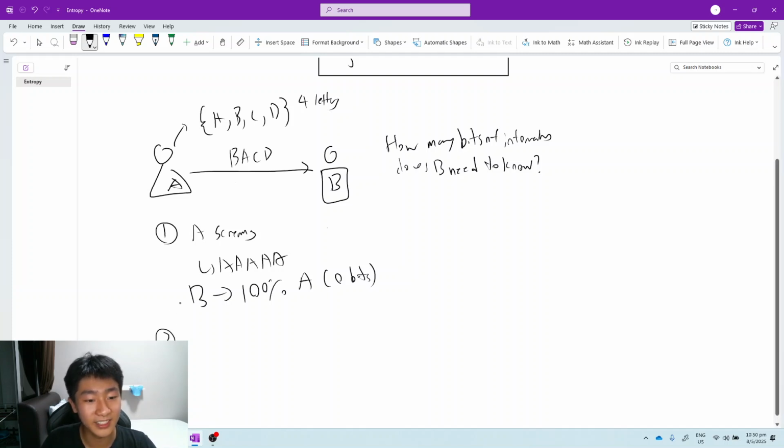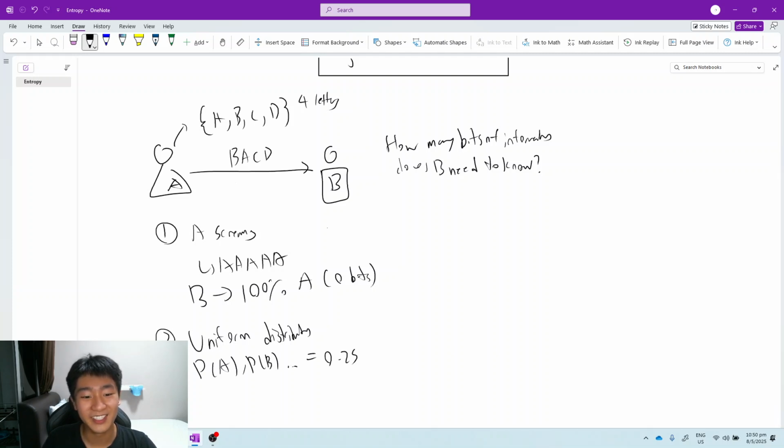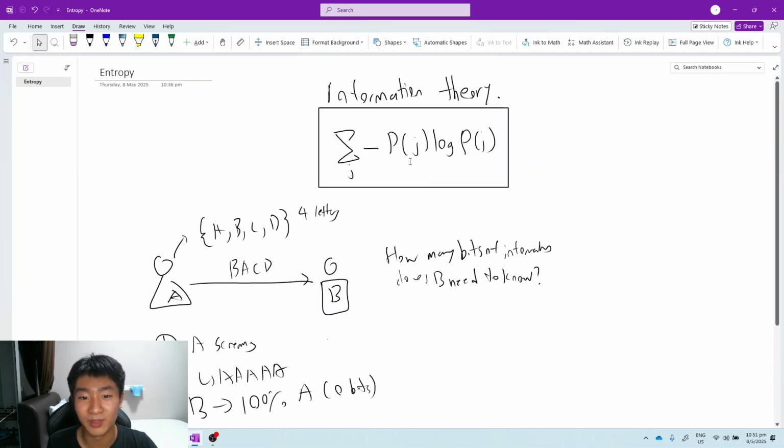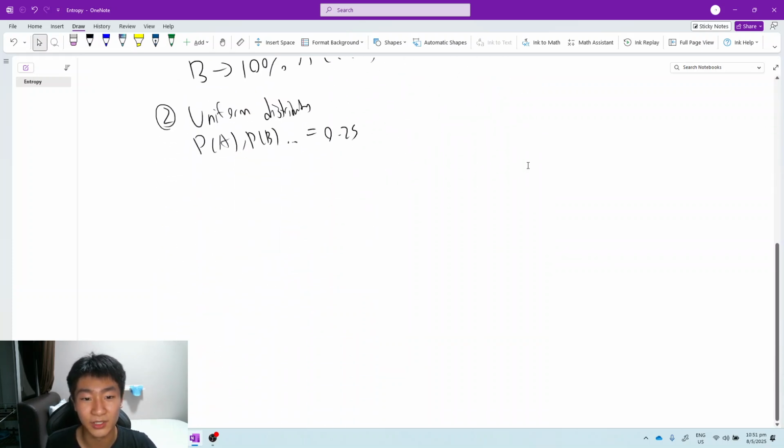However, let's say there's a different distribution. Let's just say, for example, it's a uniform distribution, and every single probability of it being A, B, etc., is equal to 0.25 or 25%. Then how many bits would you need on average? Let's go back to the formula on this funny equation here. I think it's best to explain if we apply it to the context of the question. So let's apply this equation here.